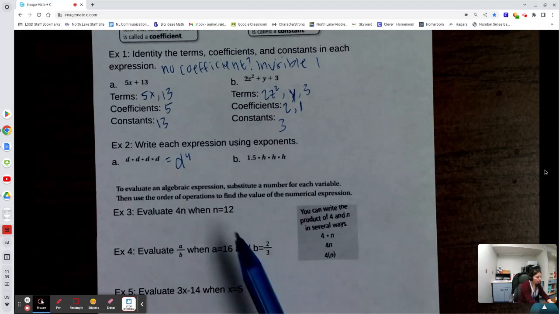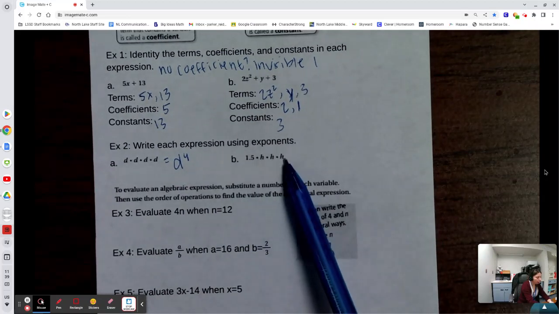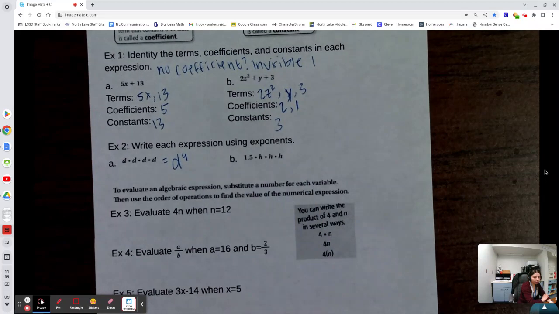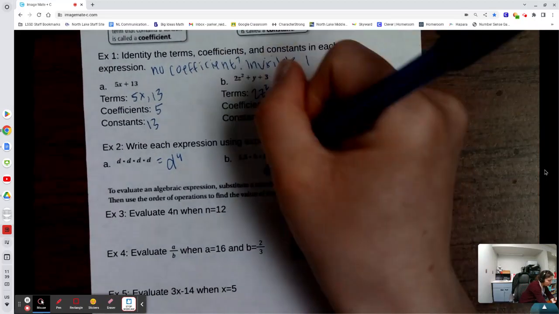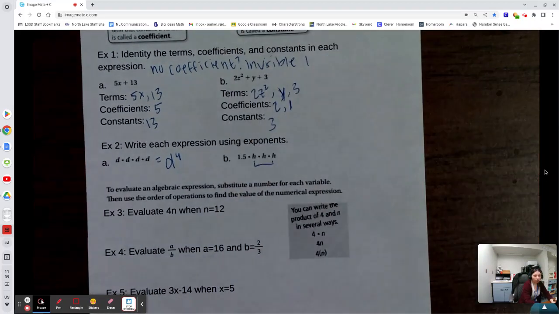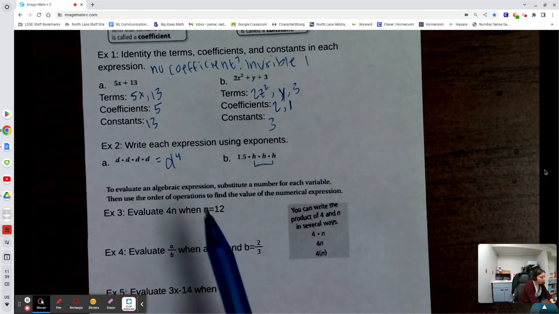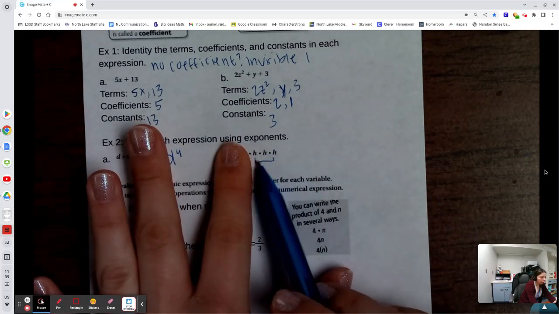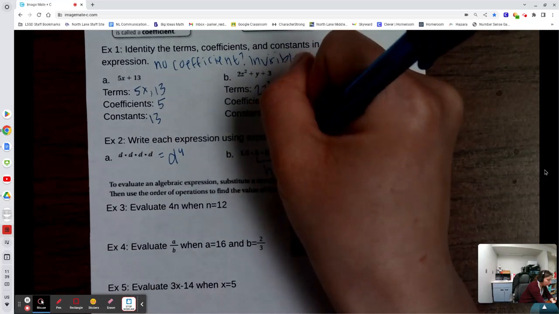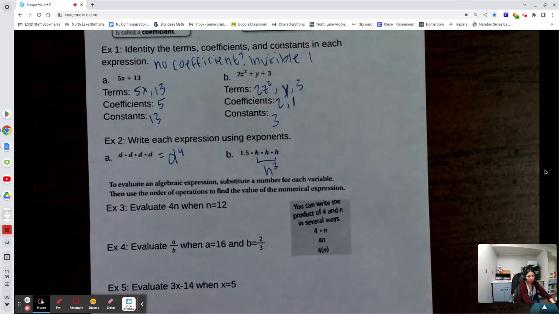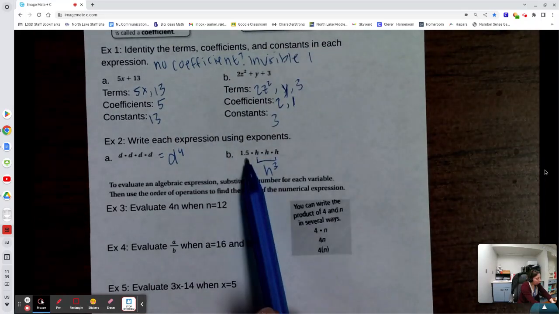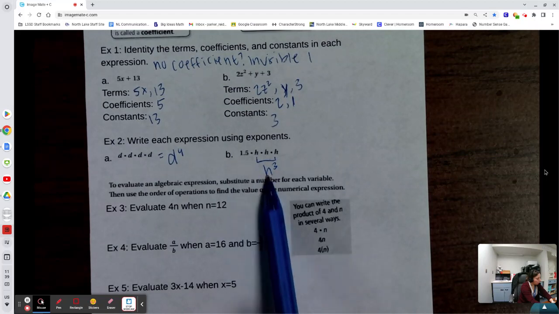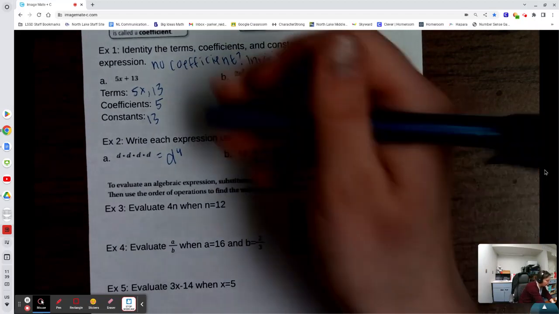Now, the next one looks a little different because not only do I have multiple h's multiplied together, I also have a number in front of that. Well, the only piece I can rewrite using an exponent is repeated multiplication. So I'm going to focus on just the repeated multiplication, h times h times h, which is h to the power of 3, h cubed. I can't forget that 1.5, though. That is still being multiplied by this. So I'm going to put 1.5 in front of it.